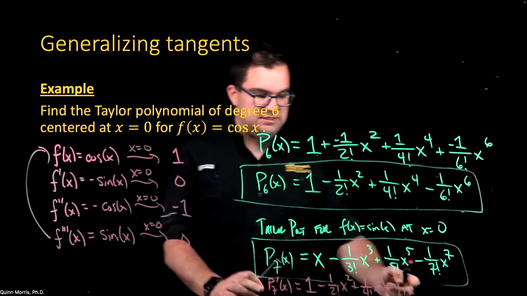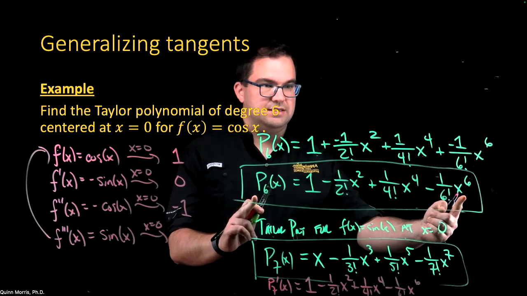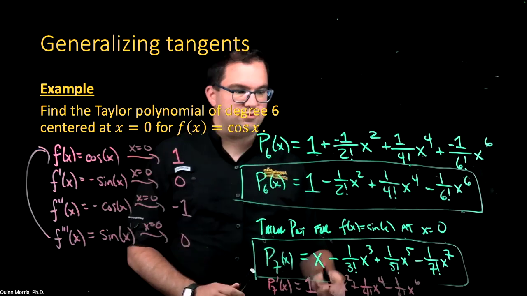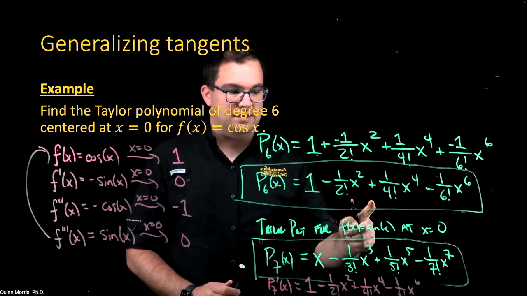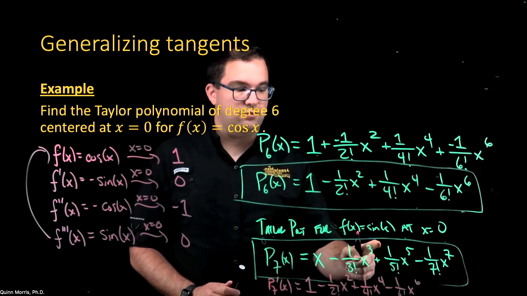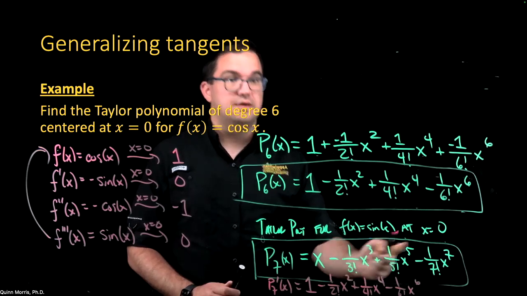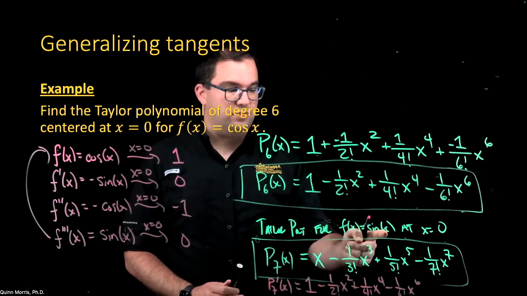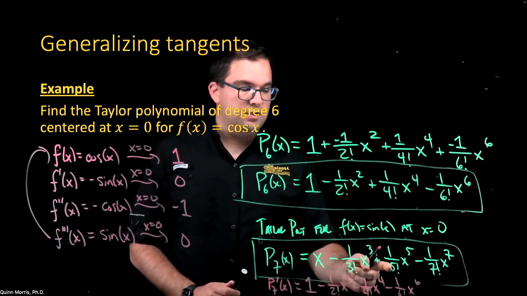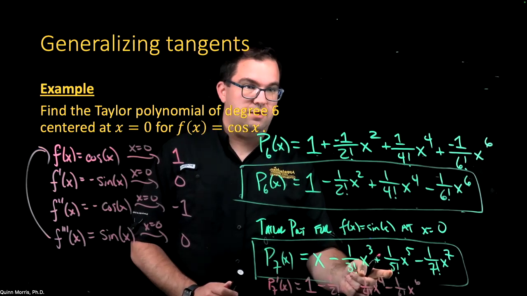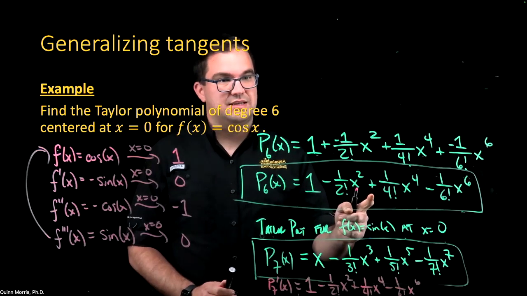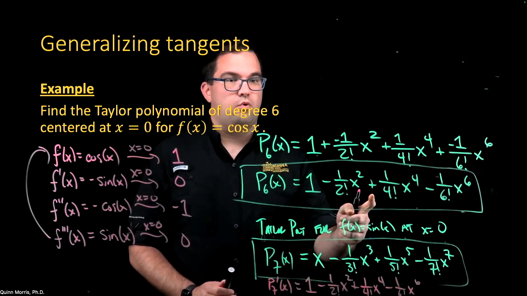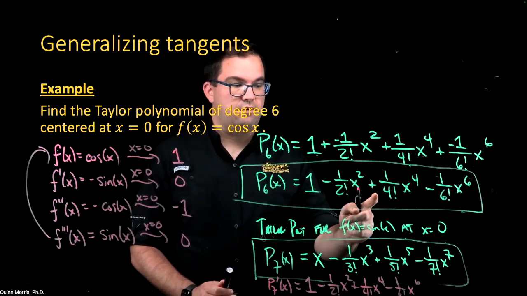And what I want you to notice is that this function is the same as this. Now, why is that the case? Well, this is the Taylor polynomial for cosine. This is the Taylor polynomial for sine. What's the derivative of sine? It's cosine. So because the derivative of sine is cosine, the derivative of the Taylor polynomial of degree 7 for sine is the same as the Taylor polynomial for cosine at x is equal to 0 of degree 6.